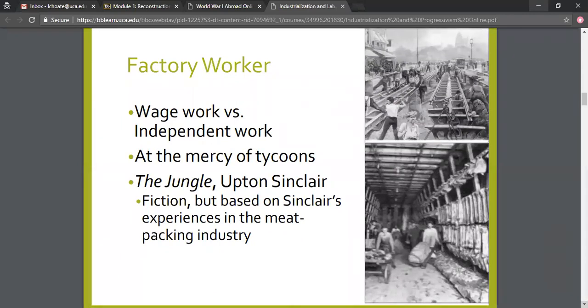For instance, the factory worker is now going to be on wage work. This is a very difficult adjustment for workers, because most workers prior to industrialization determined how much money they made themselves, either by how much they worked on their farm or what their prices were in their shop. They were independent. They worked for themselves. Now they're going to be earning a very small hourly wage, dependent upon how many hours they could get scheduled. And that's going to be a very different way of life for people.